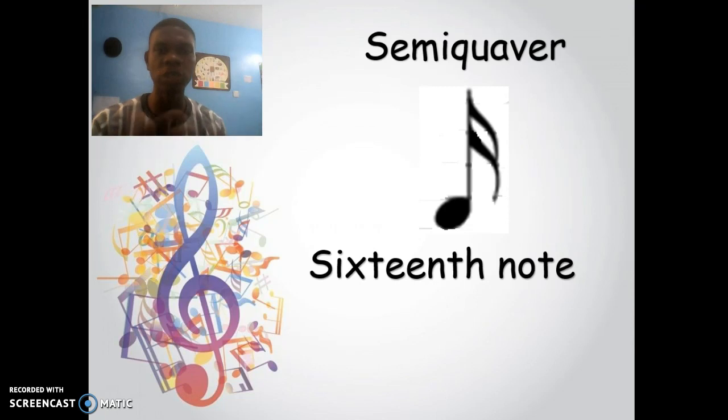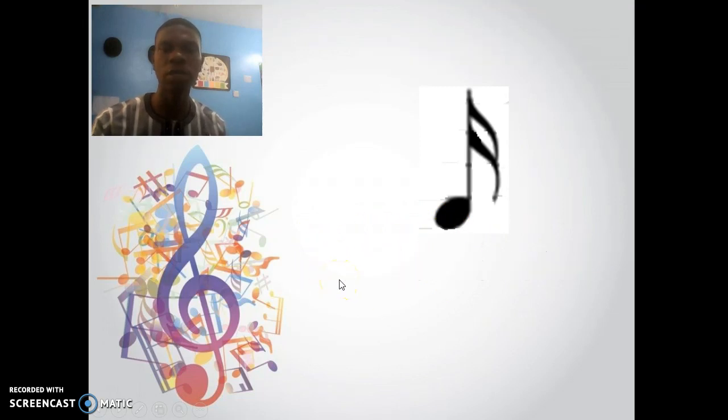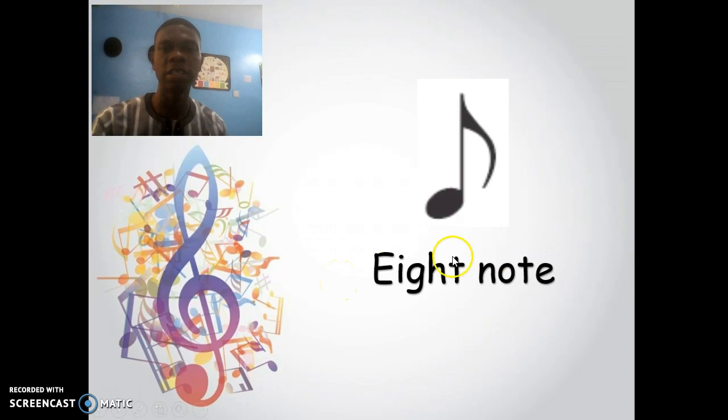So I'm going to run through it again, then I'll ask you to identify them. Remember, we are trying to name them based on the American nomenclature. So I'll start with this one. This is called 16th note. Then this is called 8th note. The quiver is called 8th note.